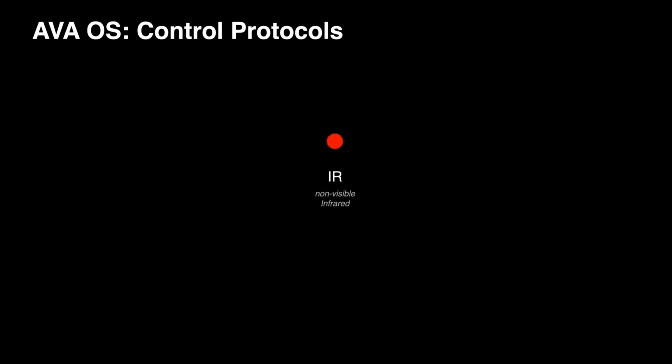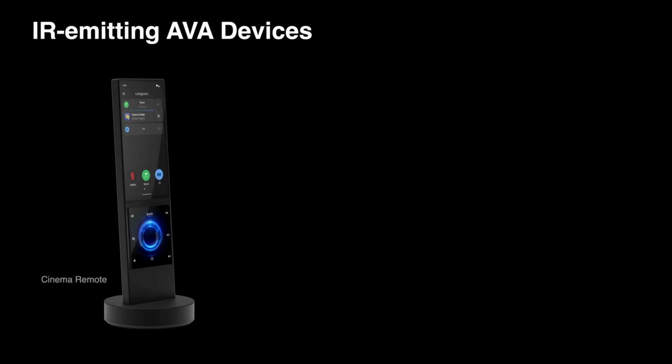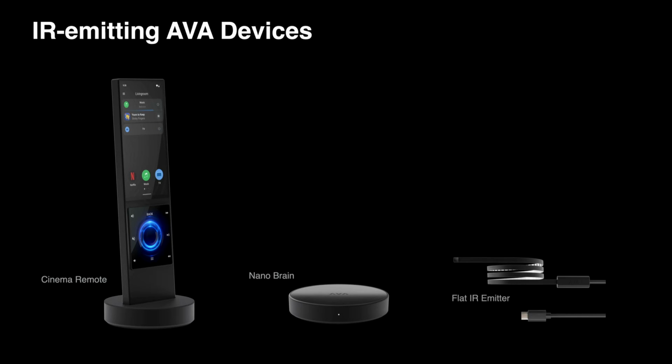IR control in AVA OS gives you access to tens of thousands of devices. Three AVA devices can transmit IR: AVA Cinema Remote, AVA Nano Brain, and the AVA Flat IR Emitter. When you use Cinema Remote without a Nano Brain, the AVA OS project runs on the remote. So if the remote runs any flows in AVA OS, the remote sends the commands. For IP devices, the remote uses its Wi-Fi connection. But for IR devices, AVA Cinema Remote uses a built-in array of three IR LEDs.